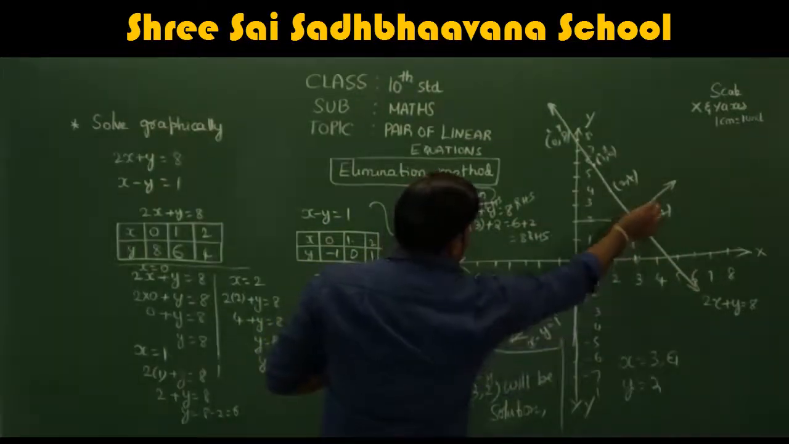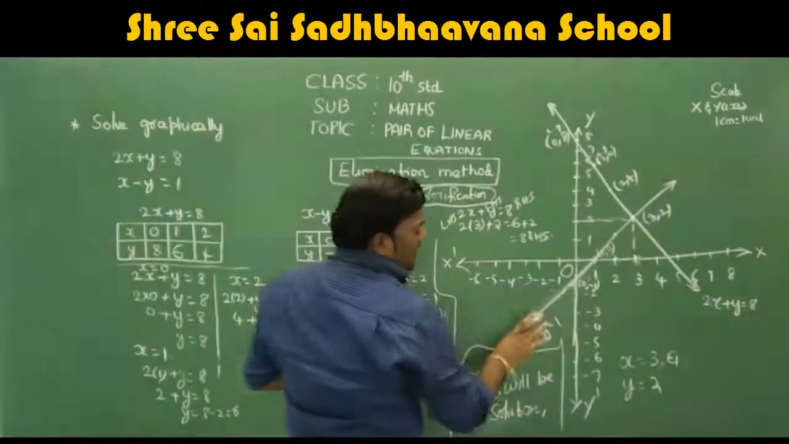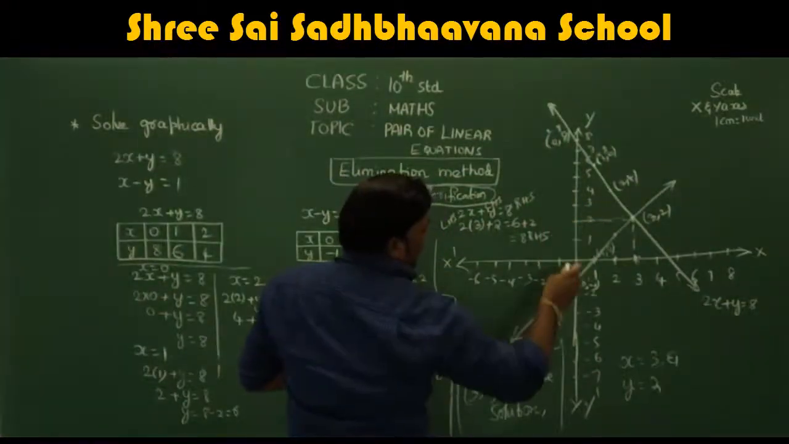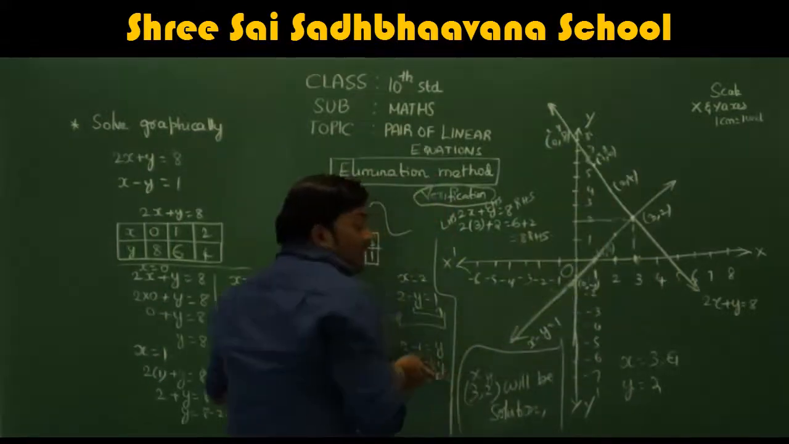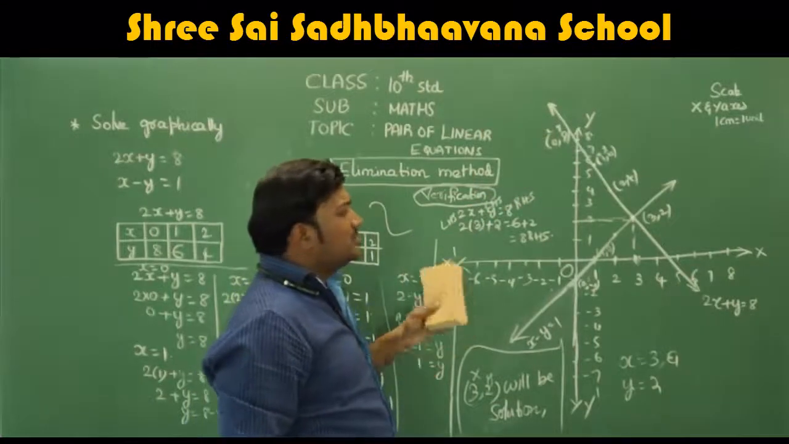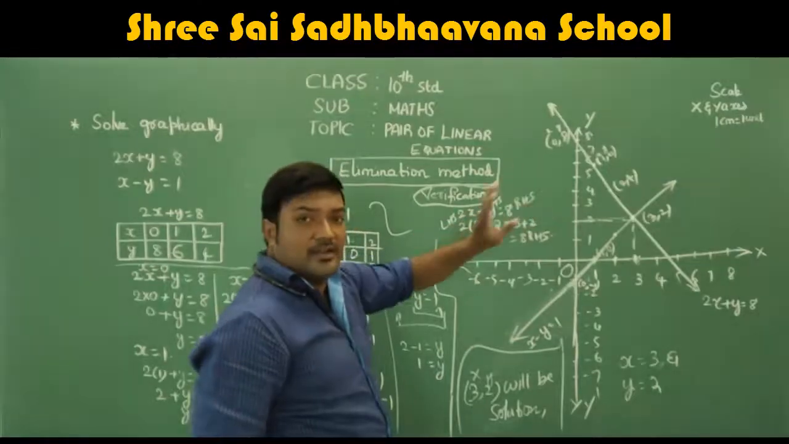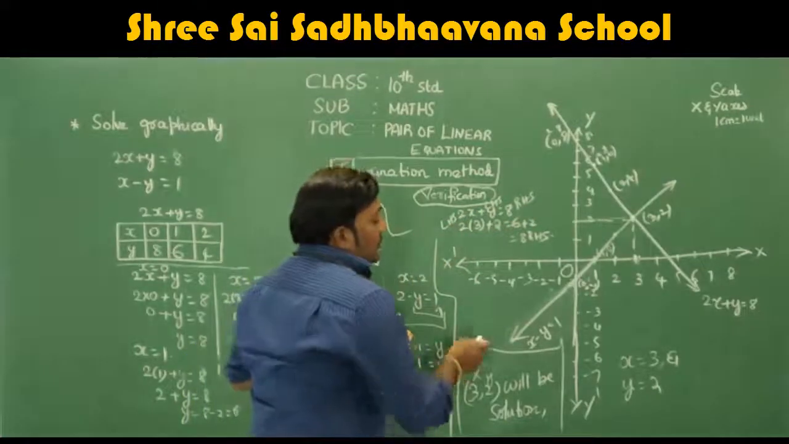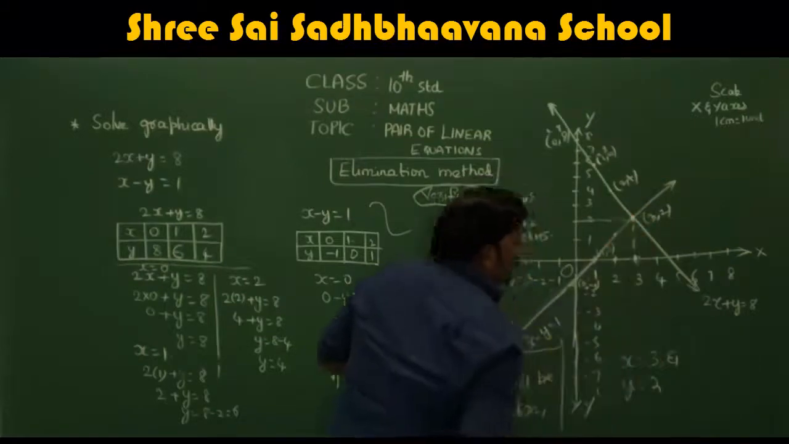I extend it, but don't extend very much. Extend a little. At least it should look like a line to that extent, not all the way to the end of the graph paper, which is not required. Understood? The extension should be in a limited way. You can extend till there. Enough. Here you put one arrow mark, and both lines are intersecting at one particular point.